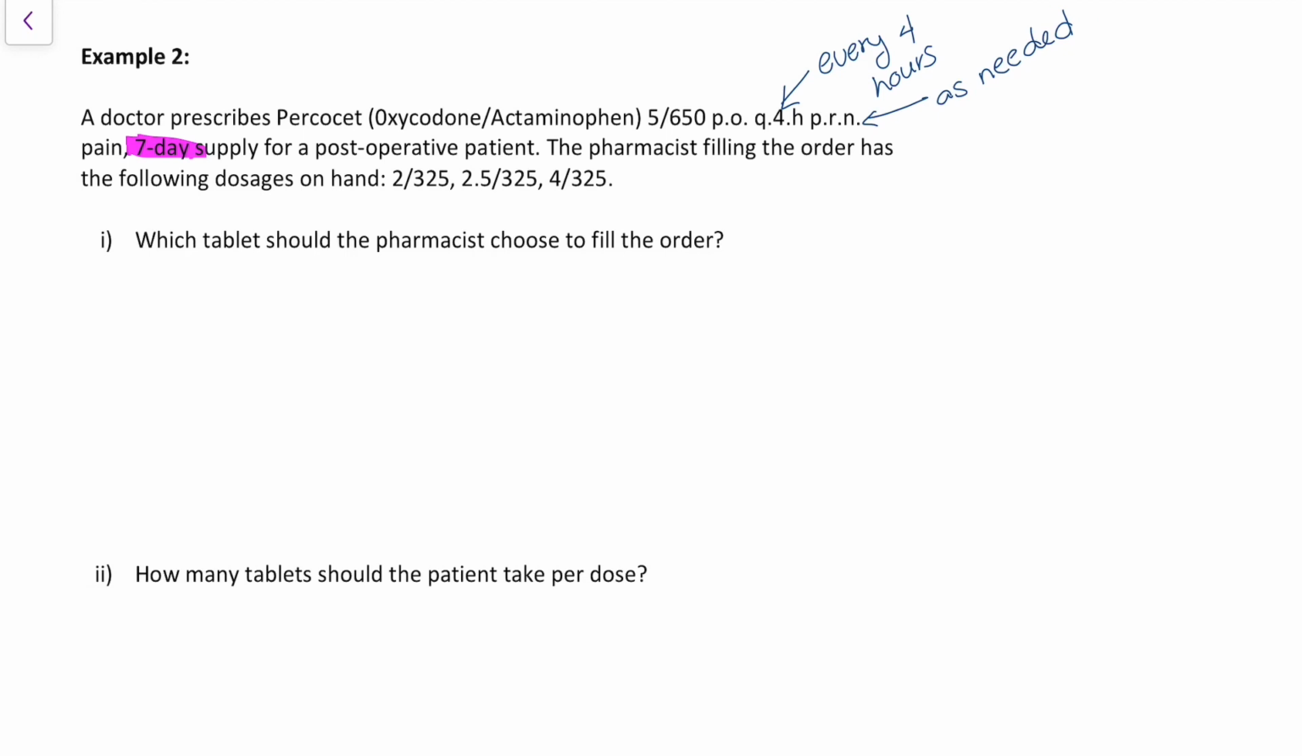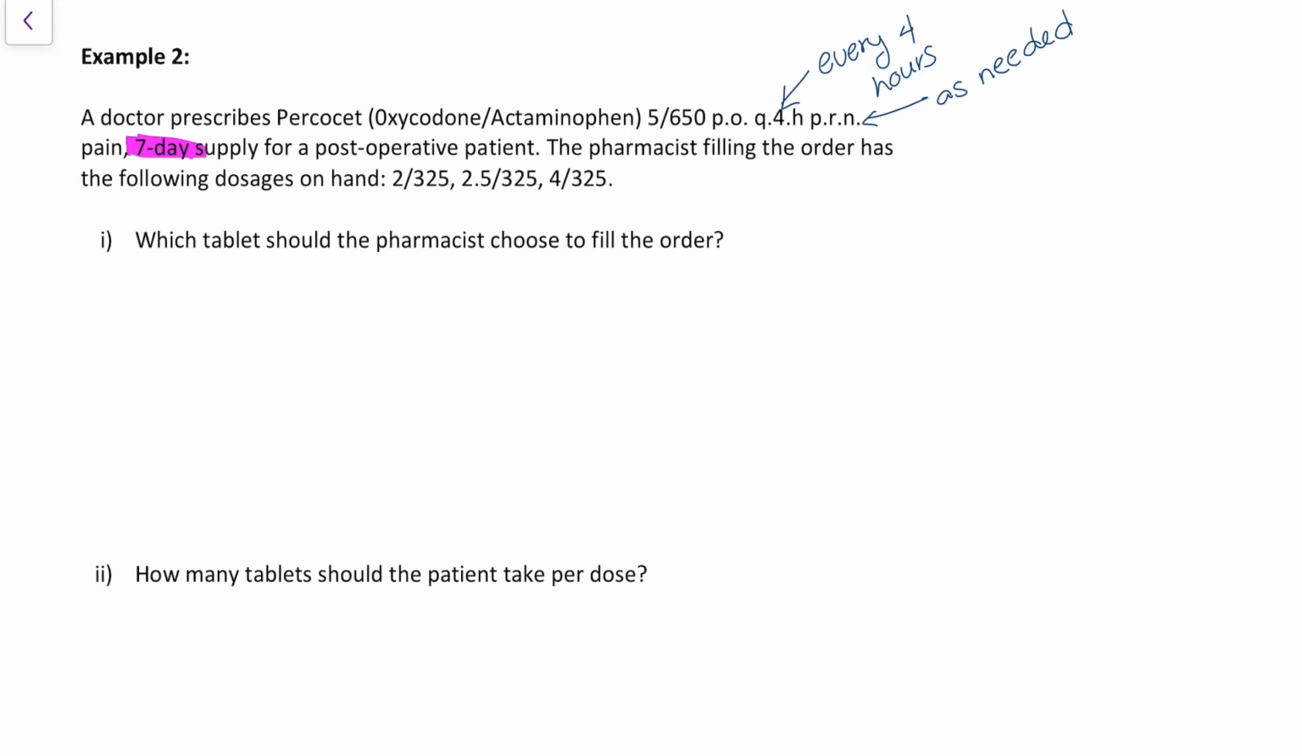The first question says, which tablet should the pharmacist choose to fill the order? So when we're looking at which tablet we want to use, we want to choose the one that's going to get us the exact or as close to the dosage as possible using the least amount of tablets. So even though one tablet might get us there exactly, if they have to take 10 tablets to get there, we don't want to choose that one. It's not strong enough. So we want to choose the one that uses the least amount of tablets but gets us to exactly what the doctor prescribed.